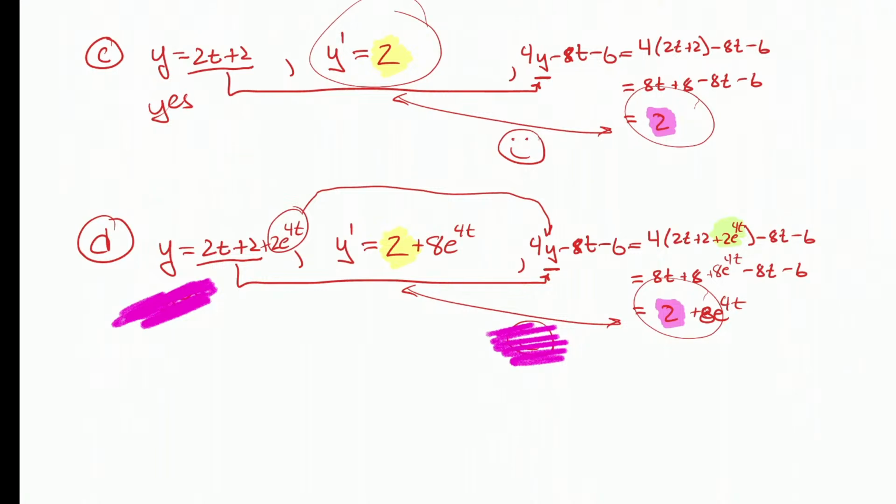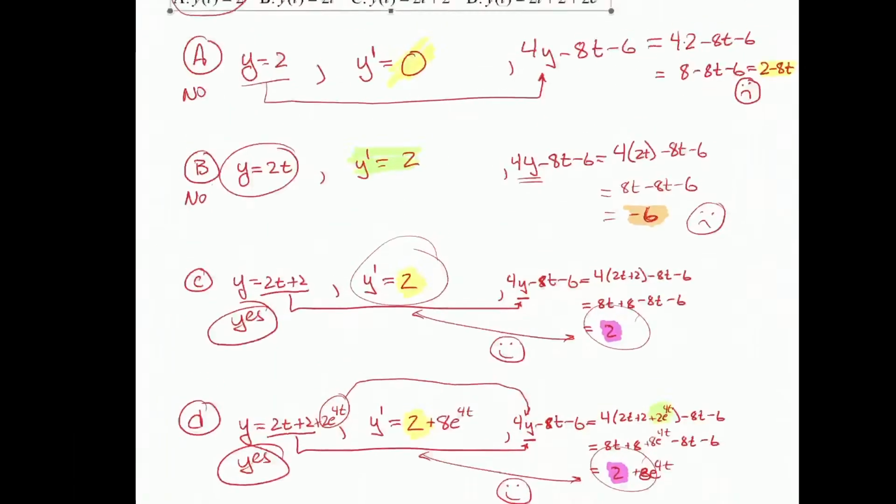This and this are the same, which means that this thing makes us happy. And sure enough, this is a solution. So this is also a yes. So yes, yes, 2 no's, 2 yeses.